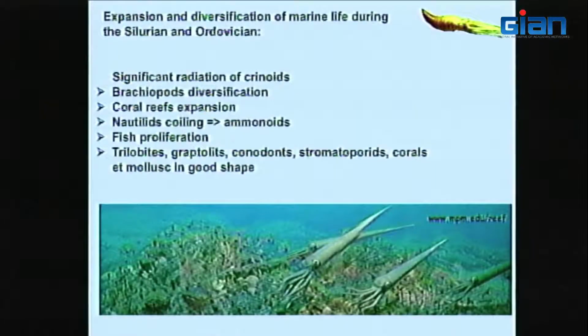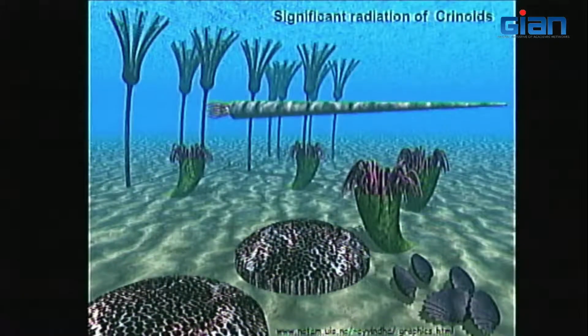There is an expansion and diversification of marine life during the Ordovician and the Silurian, with a lot of brachiopods, coral reef expansion, a lot of coral, nautiloids giving rise to the ammonites, fish proliferation, some trilobites, graptolites, conodonts, stromatoporoids, corals, and so on. All these guys, I can say, were in quite good shape.